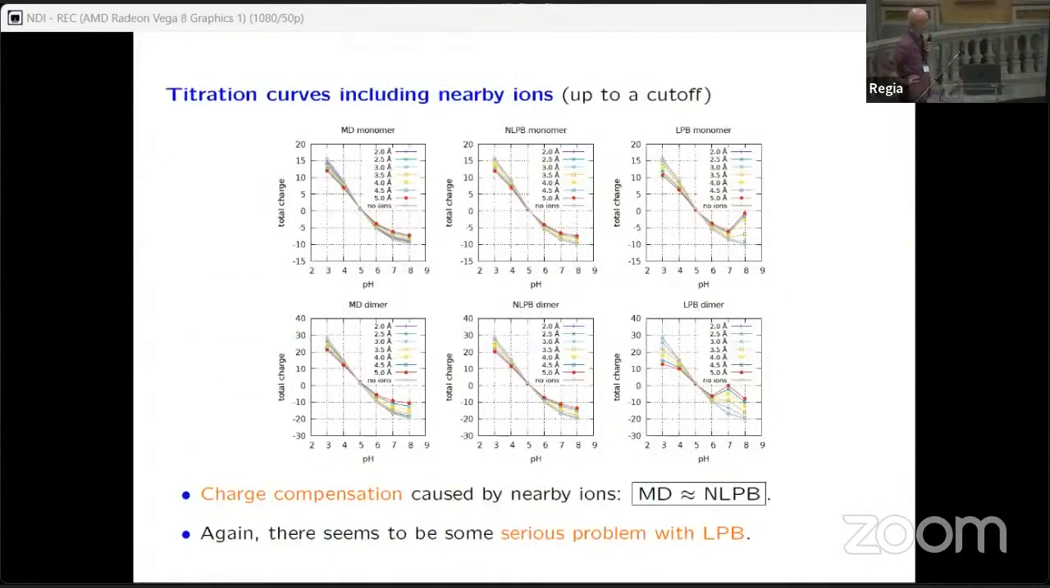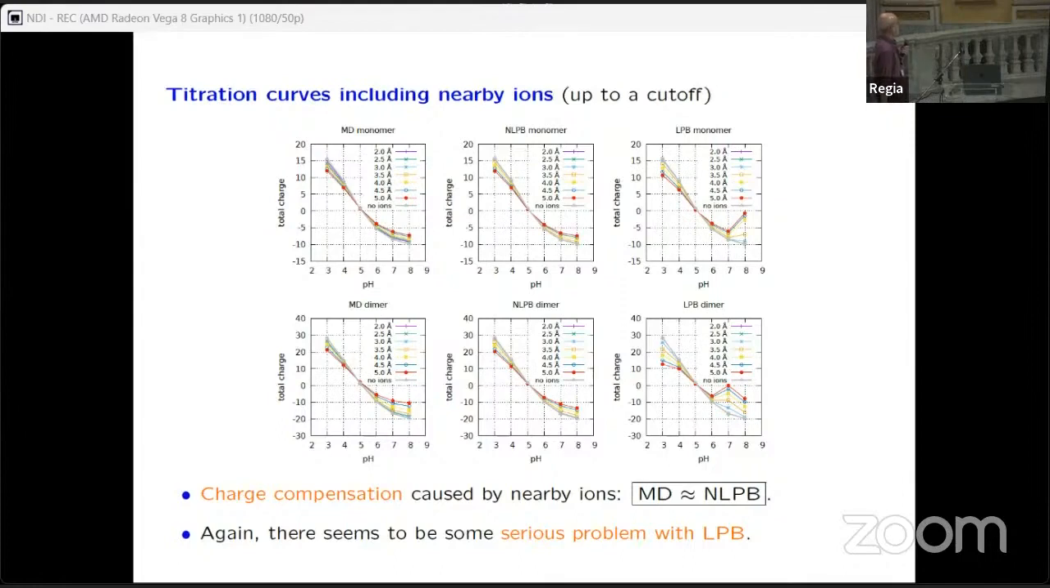If you reorganize these data using a titration curve, what you see is the titration curve for the protein without ions, which is the most abrupt one. And the interesting thing is that when you start to consider these loosely bound ions at different cutoffs, as you enlarge the cutoff and go to the red curve at 5 angstroms, you are attenuating the charge. When the protein is positive at low pH, the whole entity becomes less positive, and when it is negative at high pH, it becomes less negative. This is not that surprising, okay? But it's more or less what we would expect.